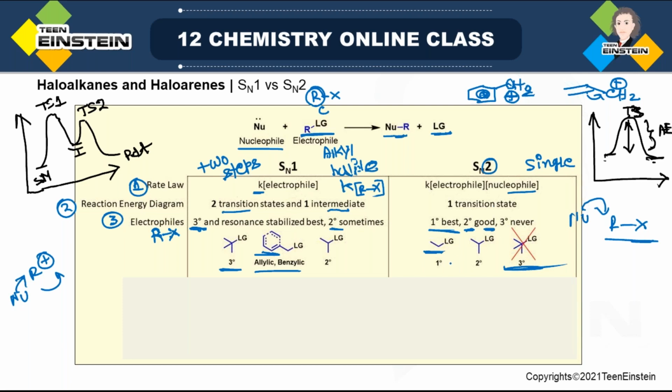So in SN2, the maximum result will be given by 1 degree, then 2 degree, and 3 degree. It is not at all a good substrate for SN2. 3 degree is actually a good substrate for SN1.